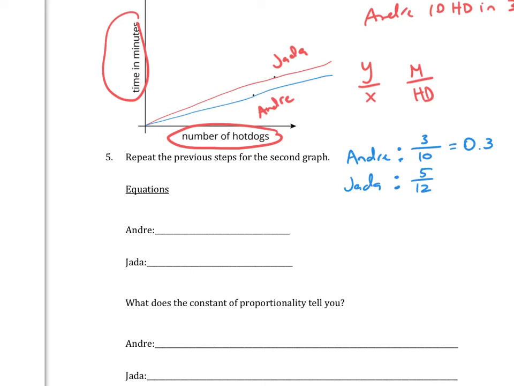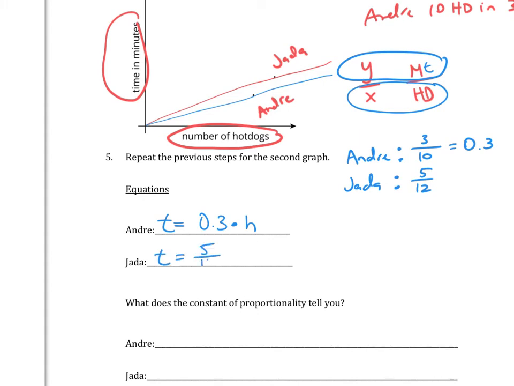Again, I'm using h and t for our time and our number of hot dogs. So x is going to be h, and y is going to be t. My equation for Andre is going to be t equals 0.3 times h. So that means it's 0.3 times the number of hot dogs, and that'll tell us the time. Jada is going to be t equals 5/12 times h. Again, the time is equal to 5/12 times the number of hot dogs she eats.